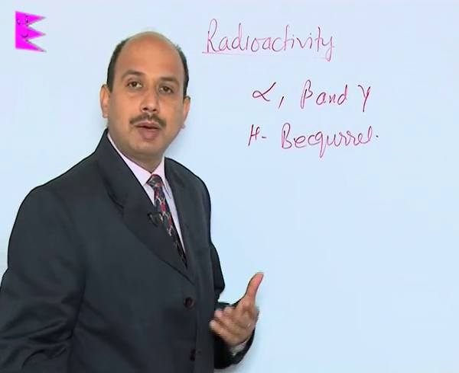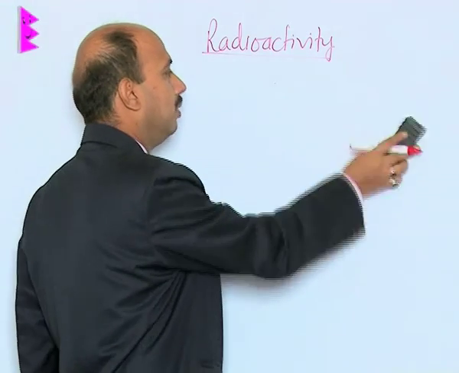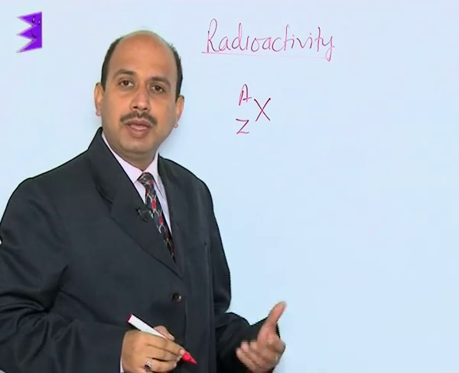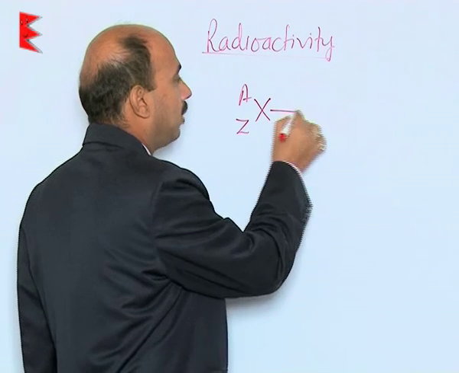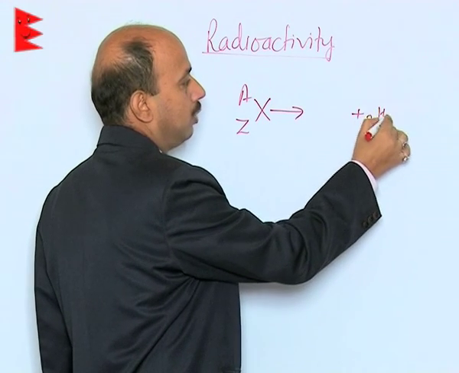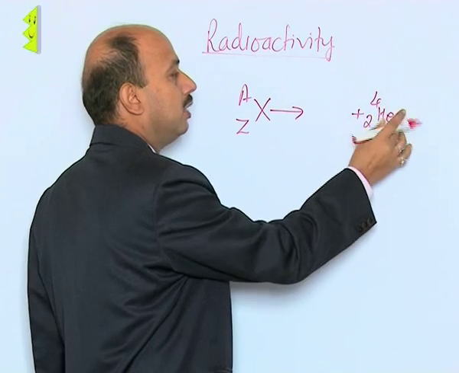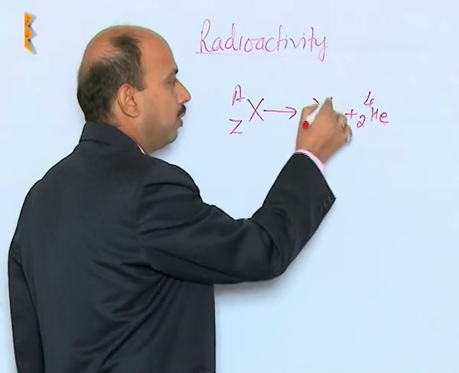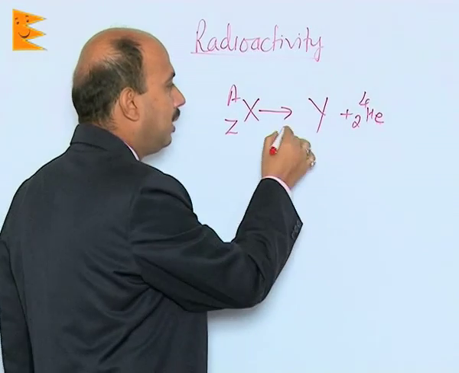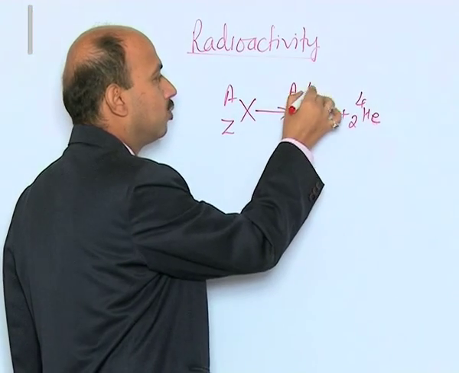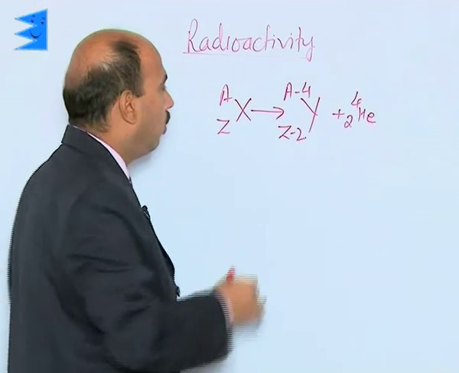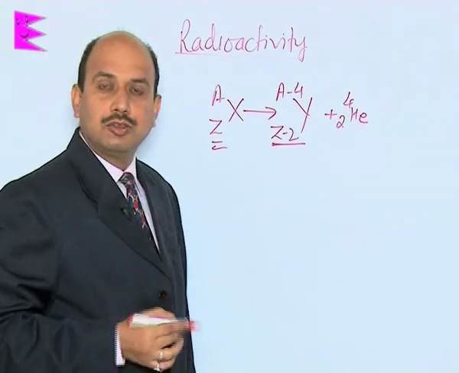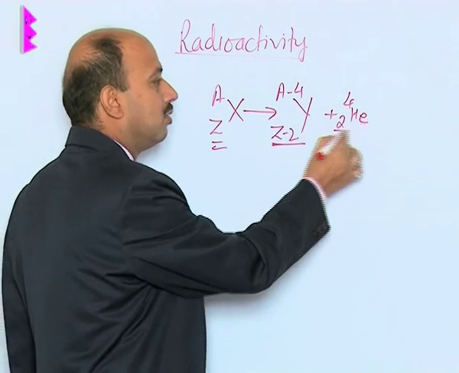Now what happens when an alpha particle is emitted by the nucleus? Suppose you have taken a nucleus like this, ZXA. This is a parent nucleus. When it gives out an alpha particle, 2He4, where the alpha particle is considered the nucleus of helium, a new element is formed, let it be Y, whose atomic number is reduced by 2 and mass number is reduced by 4. So this is the daughter nucleus, this is the parent nucleus, and in this process energy is also released. This is the alpha emission.